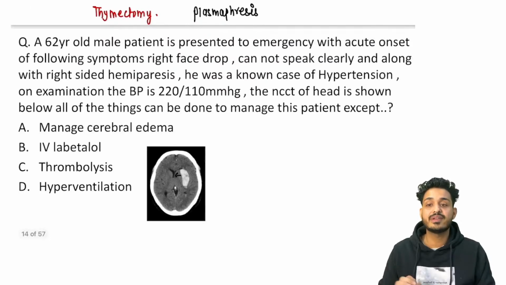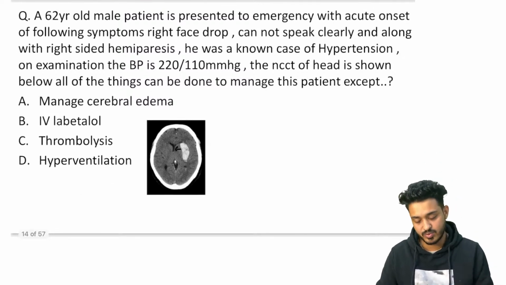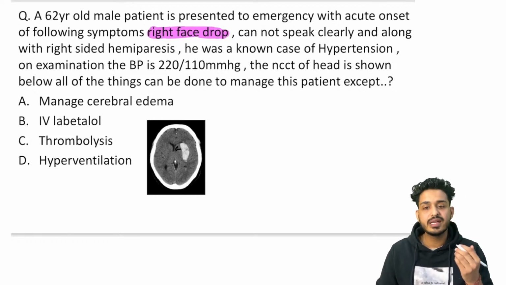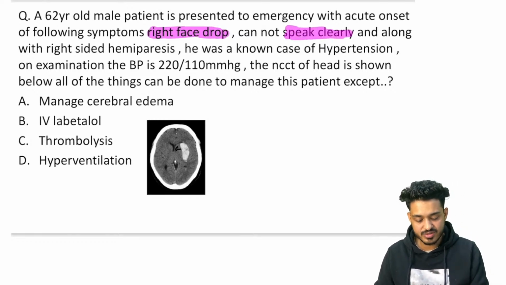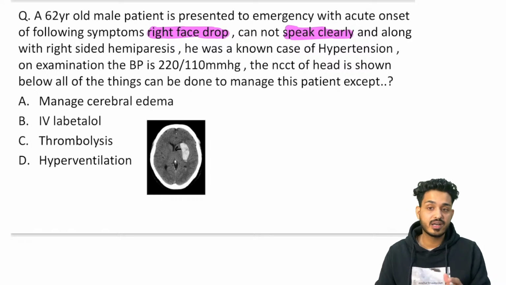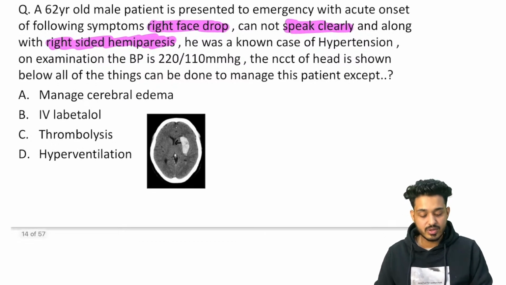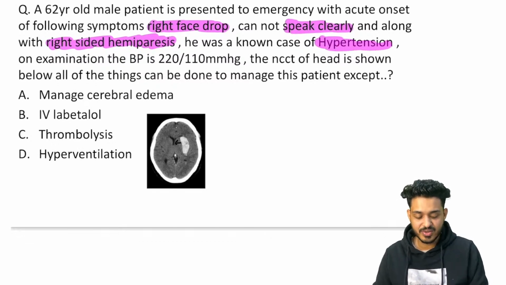Next question we are having: a 62-year-old male patient is presented to the emergency with the acute onset of the following symptoms. What are the symptoms the patient is having? The patient is having right face drop. He cannot speak clearly. And along with that, right-sided hemiparesis. What is hemiparesis? What is quadriparesis? Okay, he was a known case of hypertension.